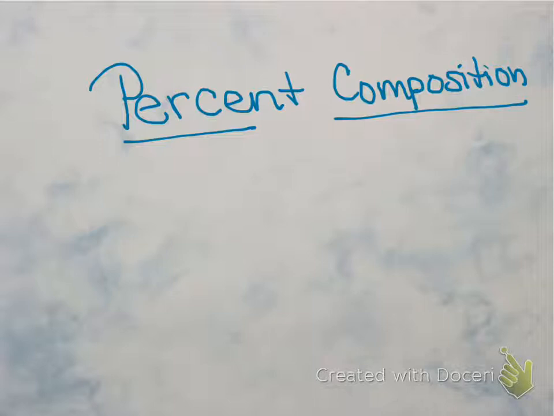Our last lesson for this unit is on percent composition. And when we talk about percent composition, we're talking about how much of the total of a compound is made up of one part.